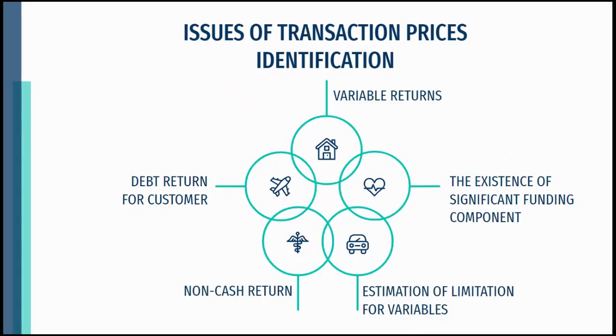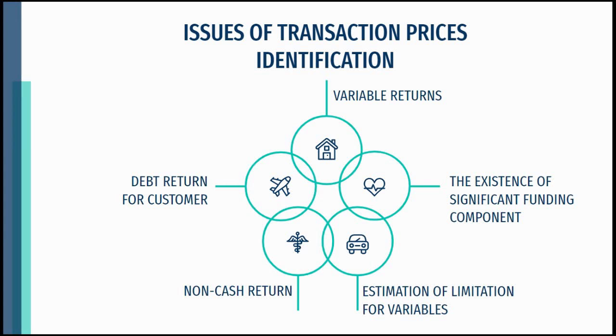So, there are 5 issues of transaction price identification. The first one is variable returns or rewards. The second one is the existence of a significant financing component. The third one, estimation limitation for variables. The fourth one, non-cash return or reward. And the fifth one is the debt return for customer.